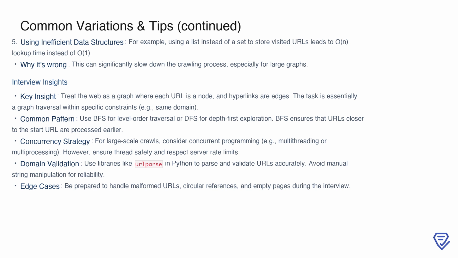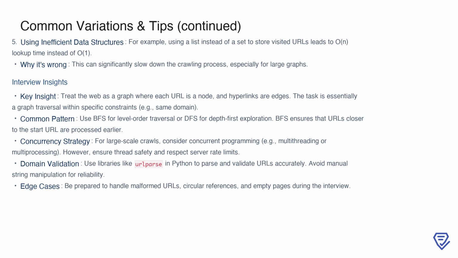Now, let's discuss some interview insights. At its core, web crawling is a graph traversal problem. Think of the web as a graph where each URL is a node, and hyperlinks are edges. Typically, BFS is used to ensure URLs closer to the starting point are processed first, but DFS is also an option, depending on the use case.